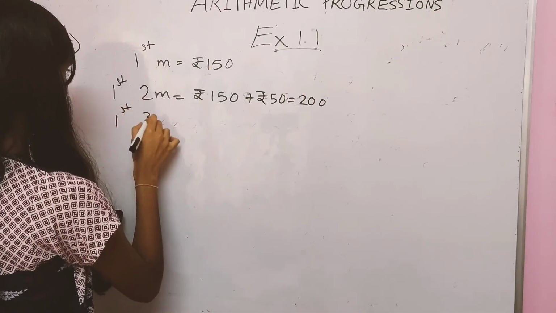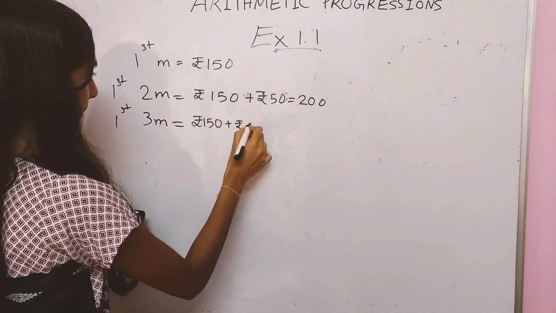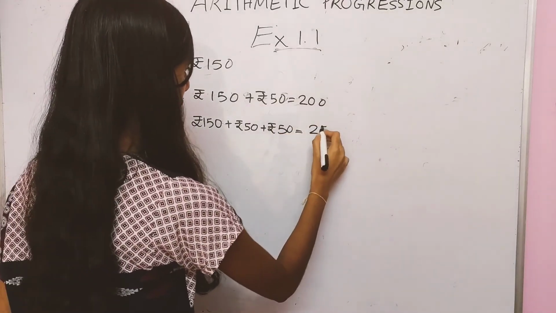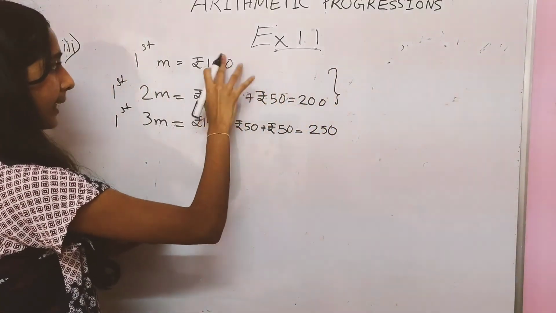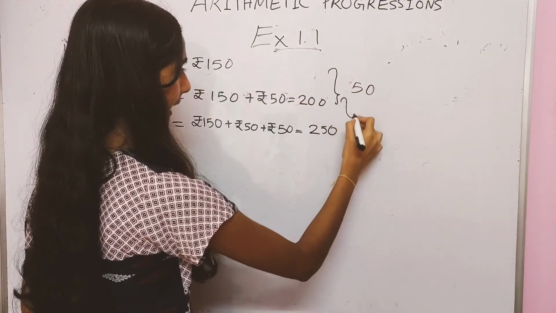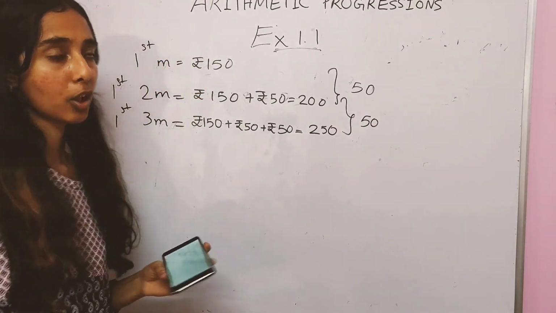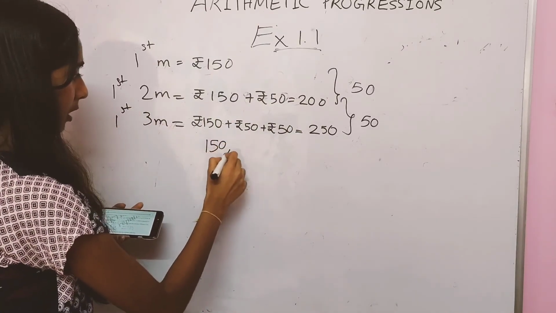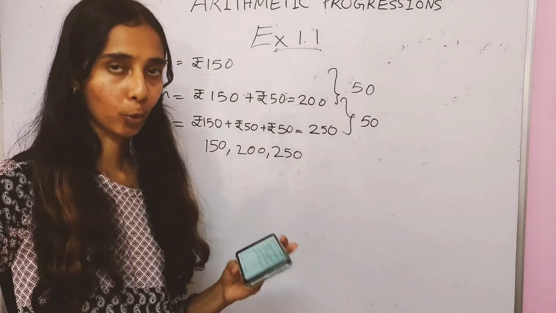For the first 3 meters, it is rupees 150 plus rupees 50, again plus rupees 50. It will be 250. The difference between the first term and the second term is 50. Again, the difference between the second term and the third term is 50. You are getting the common difference. That's why this series, that is 150, 200, 250, is in arithmetic progression.